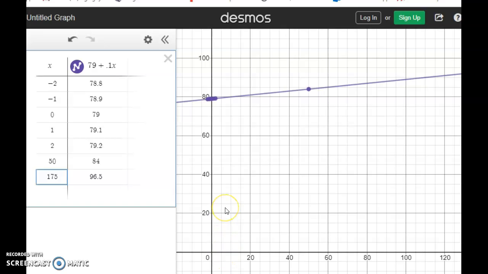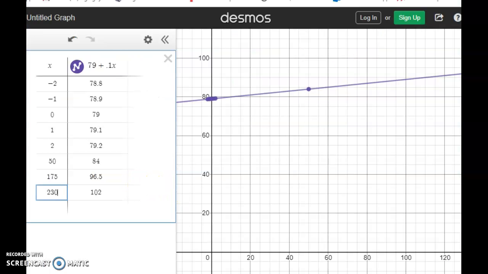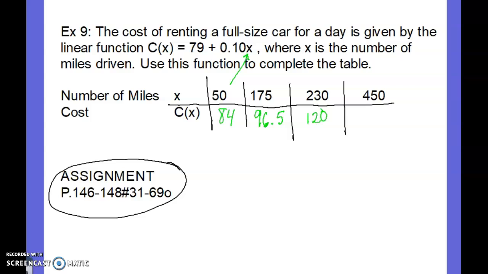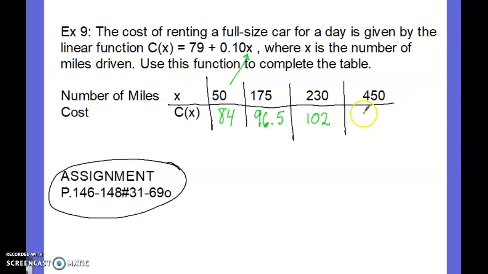Also notice that this is a linear equation. If you look, it's a straight line. It was 230, wasn't it? Nope, I accidentally mixed that up. 102 there. And the last one, 450. $124 that one. There you go.